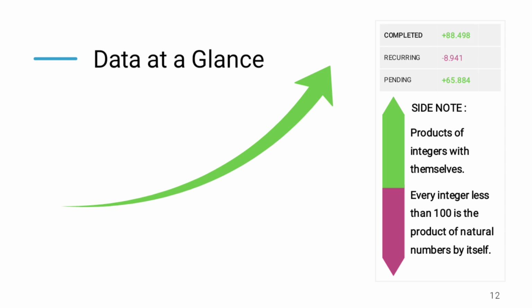Side note: products of integers with themselves. You are going to multiply one integer by another integer. Every integer less than 100 is the product of a natural number by itself.